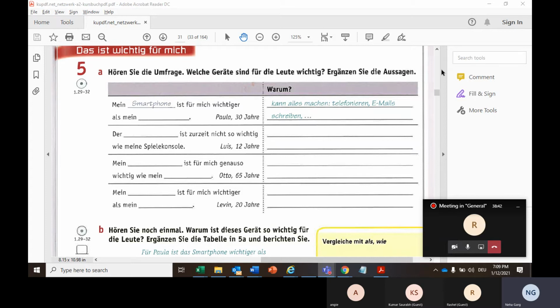Ja, also meinen Laptop brauche ich für meine Arbeit. Aber er ist nicht so wichtig wie mein Smartphone. Das ist wichtiger für mich, wichtiger als mein Laptop. Mit dem Smartphone kann ich einfach alles machen. Telefonieren, E-Mails schreiben, im Internet surfen, fotografieren, einfach alles. Zwei. Meine Spielekonsole ist wichtiger als mein Computer. Am Computer mache ich oft meine Hausaufgaben. Aber mit meiner Spielekonsole haben meine Freunde und ich richtig viel Spaß.